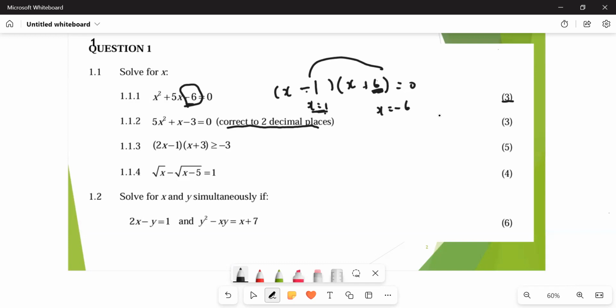And then if this one is still not clear for you, then you can go and use the quadratic formula. And then let's go to 1.1.2. On 1.1.2, it's already in standard form. Okay? You just have to identify A. What is A? 5. What is B? It's 1. What is C? It's minus 3.